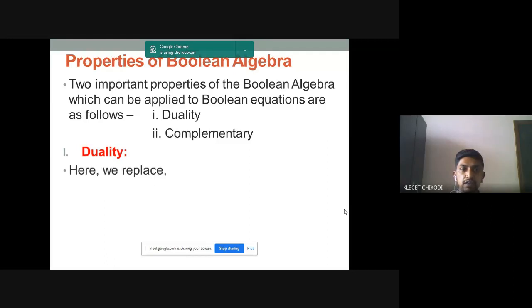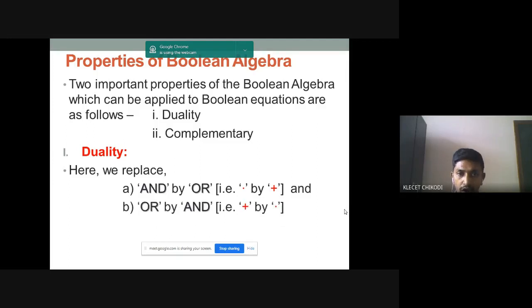You can see that here. In the duality property, we replace AND by OR, that is dot by plus, and OR by AND, that is plus by dot. You have done that in the previous De Morgan theorem only. To get the second De Morgan theorem, you have applied the duality property to the first one. Is that clear? So this represents the same here.